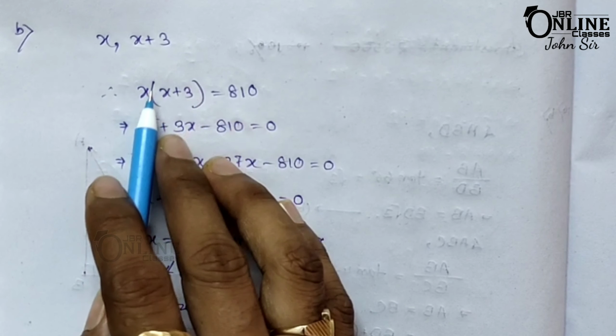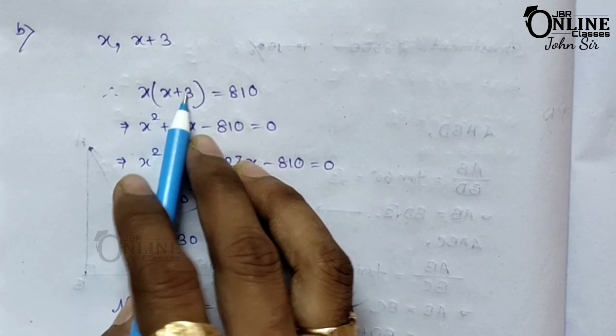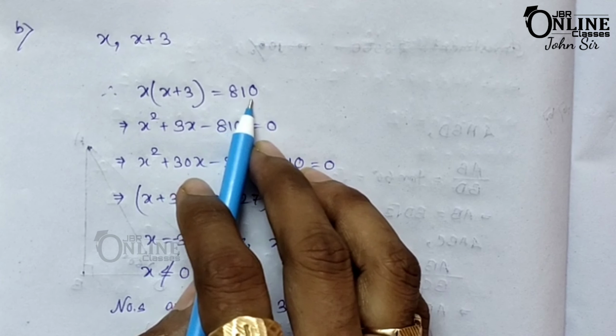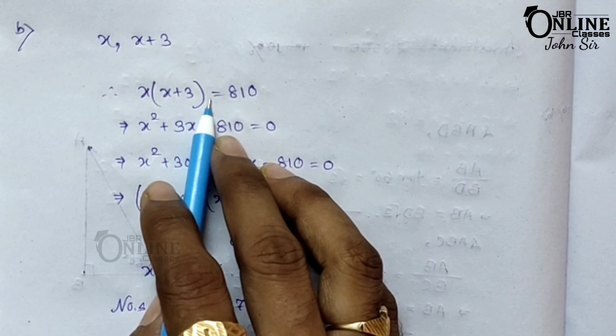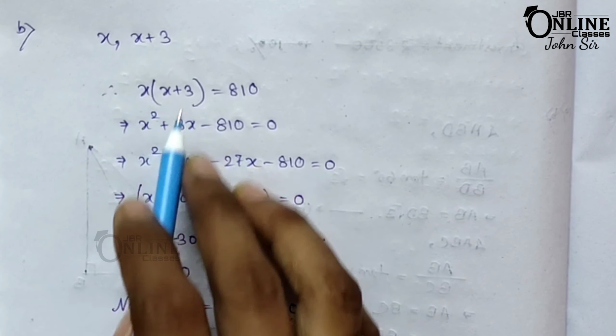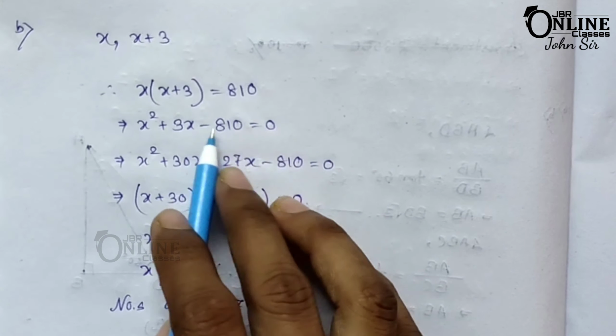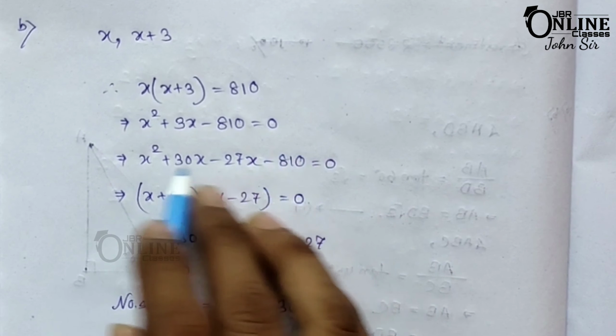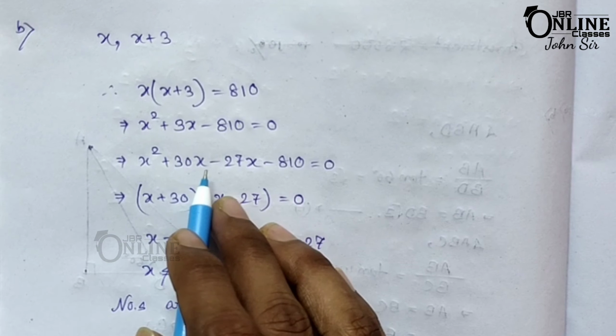So here, first you have to find out the product. x into x plus 3 equals 810. After multiplication, x square plus 3x minus 810 equals 0. Now you have to solve it by the middle term factorization method.